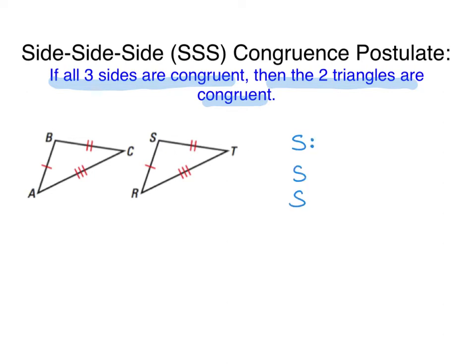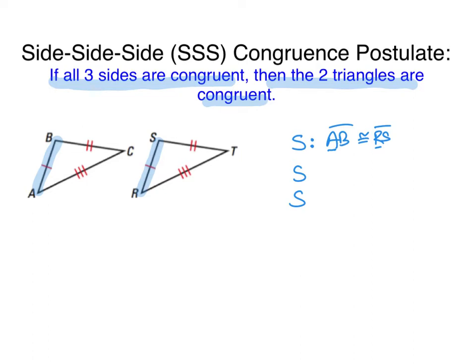Now in this case, if we take a look at AB, that is exactly congruent to RS. So I would say then segment AB is congruent to RS. All right, and that also means that angle A is congruent to angle R, because if the triangles are congruent, that means every part of the triangle is congruent, all sides and all angles.